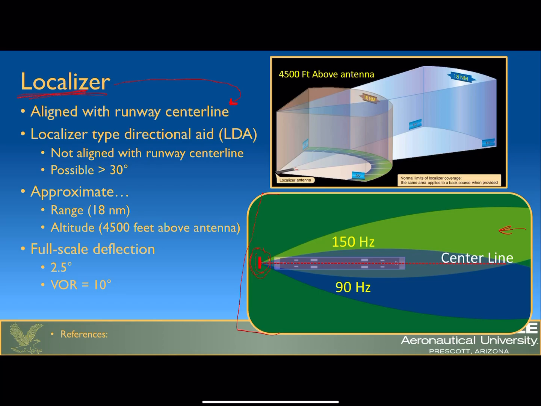And as you can see, it shoots off two signals. We have 150 hertz and 90 hertz. Your aircraft is picking up those two signals, so that's how it knows whether or not it's on centerline. If you get too far off to the right, it picks up more of the 150 hertz. If you get too far to the left, it picks up more of the 90 hertz. And when we're picking up both evenly, then we know we are perfectly on centerline.